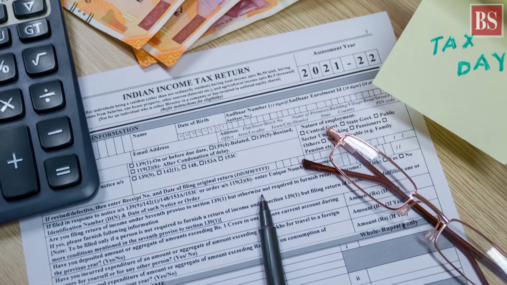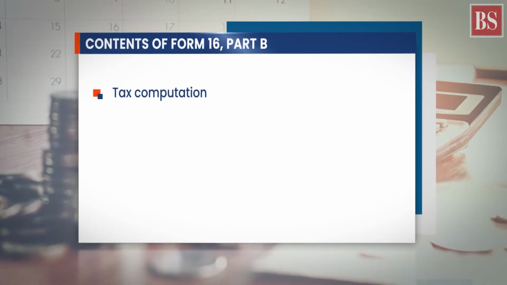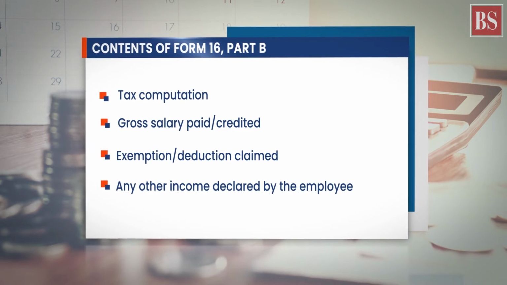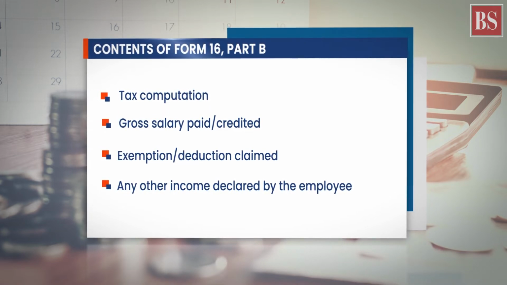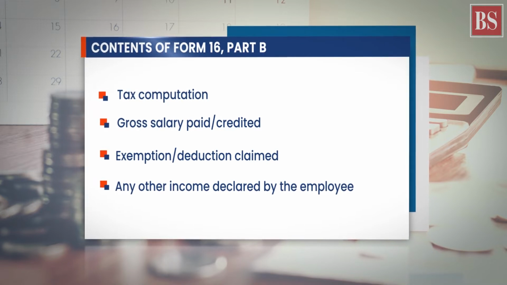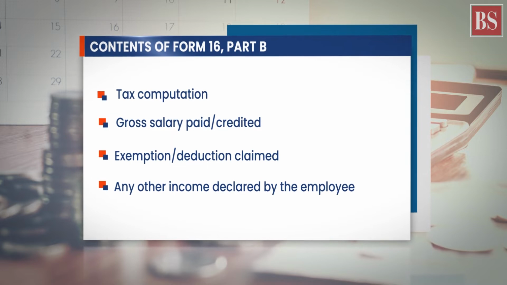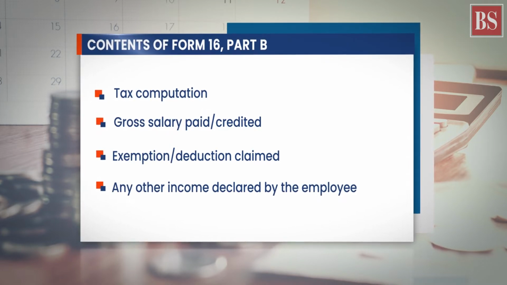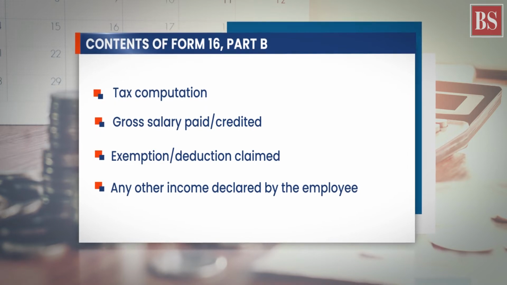On the other hand, Part B of Form-16 has a detailed breakup of tax computation, gross salary paid or credited, exemption or deduction claimed, and any other income declared by you as an annexure to Part A of Form-16. In short, it's safe to say it is the detailed computation of tax on income of salaried employees.